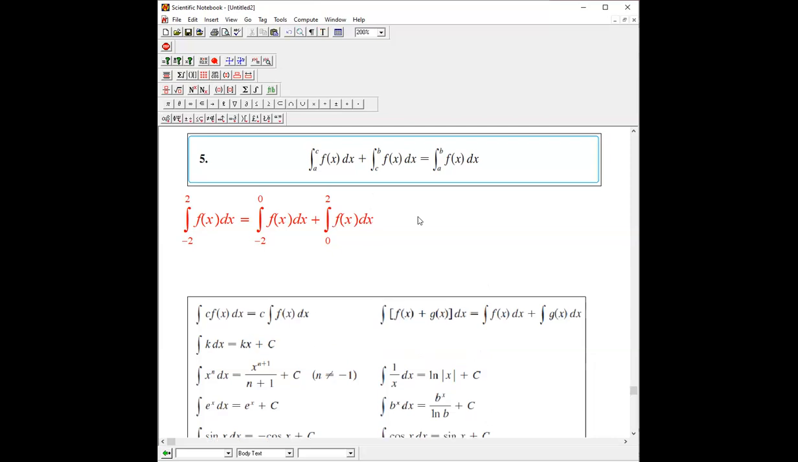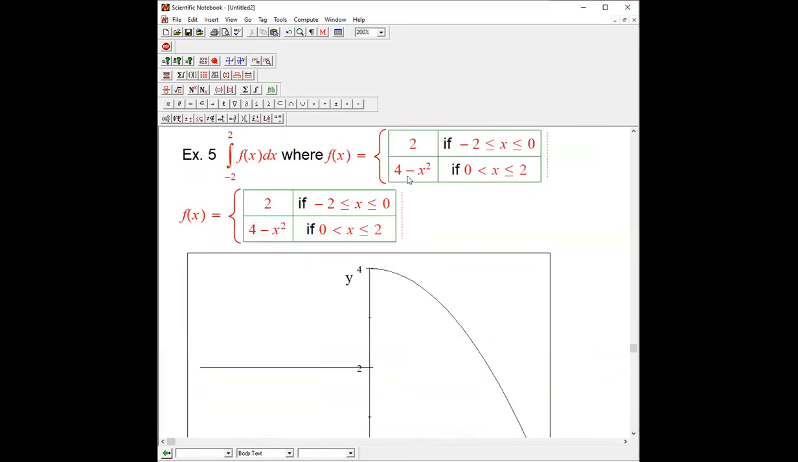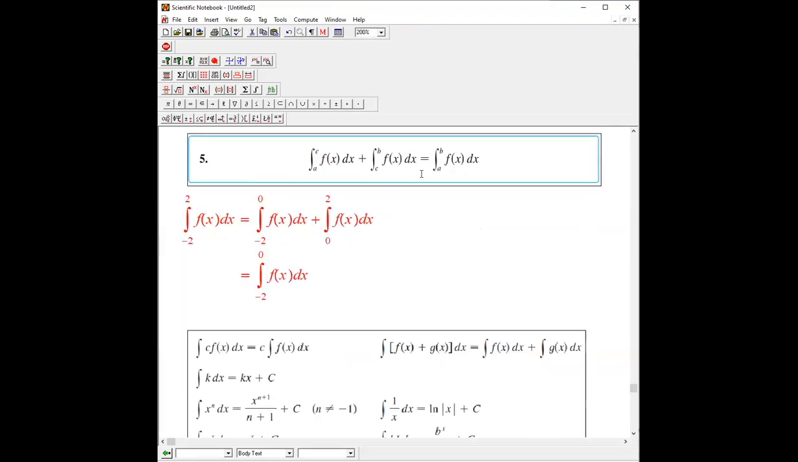And then once we have this separation, in the first piece, you're going to substitute the function. The function from 0 to 2 is 2, right? And the other one is 4 minus x squared. So you're going to show your work. So this is 2.